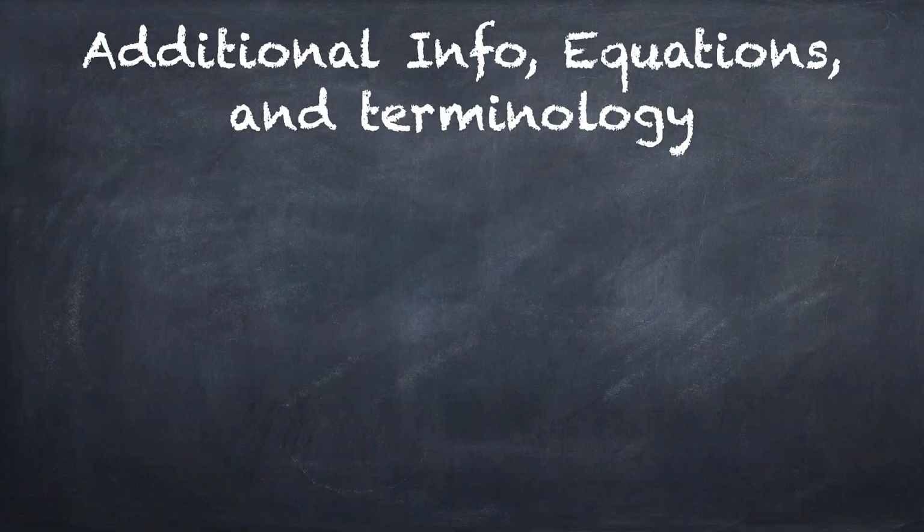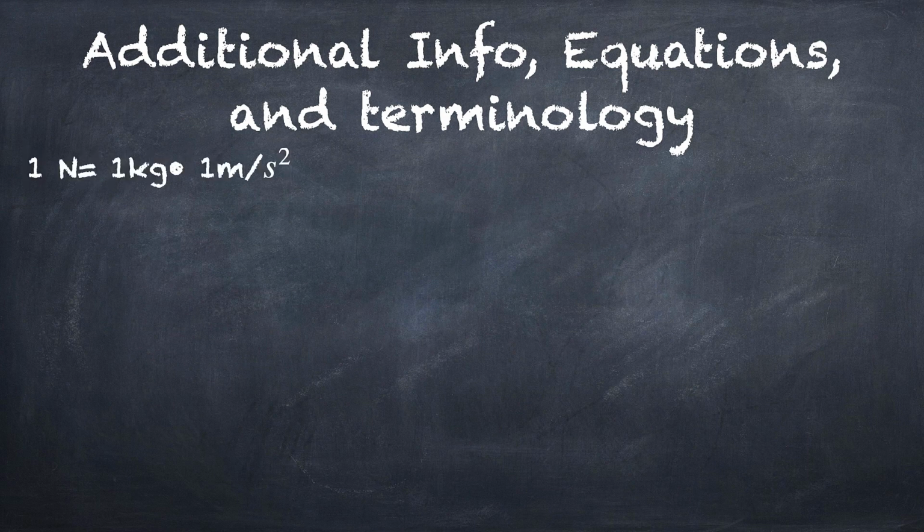Finally, this is the additional information, equations, and terminology you need to know before going on to the next episode. 1 N equals 1 kg times 1 meter divided by s squared. This may seem like a foreign language at first, but you can decipher it if you know what the units mean. The N here stands for newtons, the unit that's used to measure force.